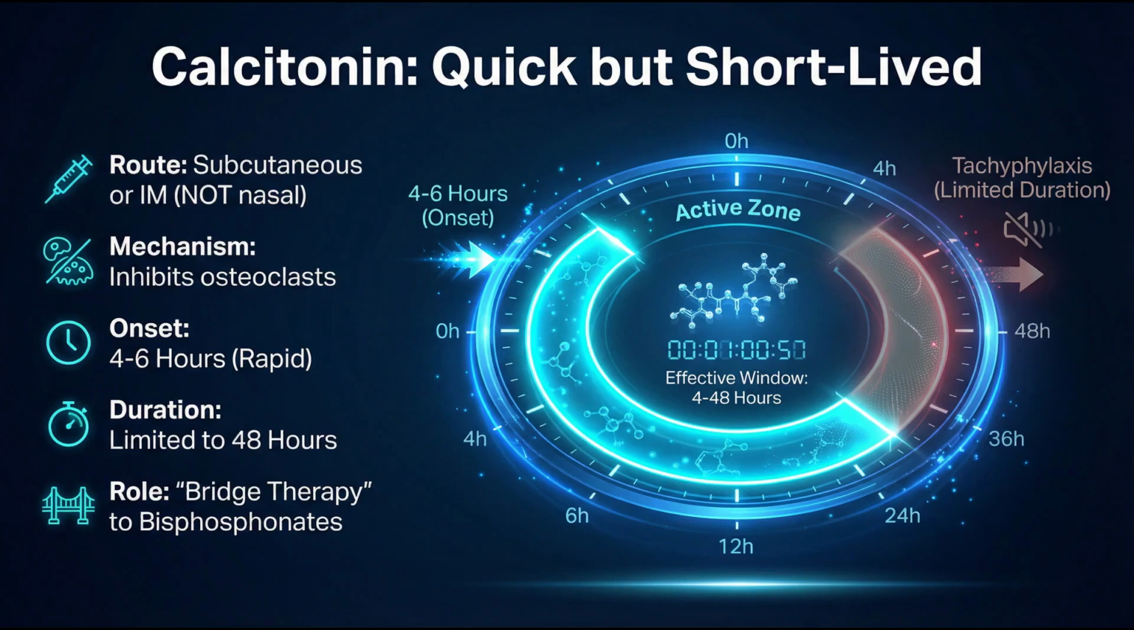Calcitonin is your rapid responder. It works within hours by inhibiting osteoclast activity and increasing renal calcium excretion. The effect is modest, typically lowering calcium by 1 to 2 milligrams per deciliter. The major limitation is tachyphylaxis. Effectiveness wanes within 48 to 72 hours due to receptor downregulation. Use calcitonin as a bridge while waiting for bisphosphonates to take effect.